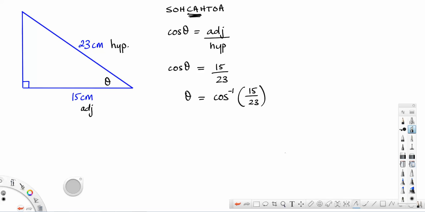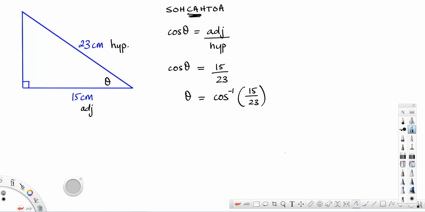Theta is, and the way we say it is not cos to the -1. We're not raising cos to the -1. Cos, remember, doesn't exist on its own. The way we say this is inverse cos. Theta is equal to inverse cos of 15 on 23. So we're taking a ratio and we're working backwards. This is what the inverse cos does. It works backwards to find our angle.